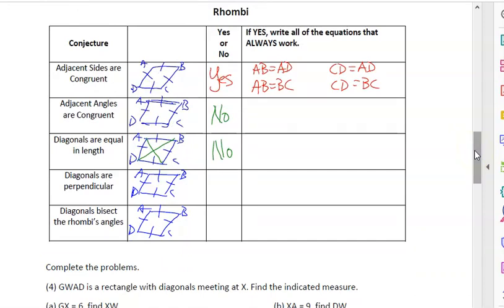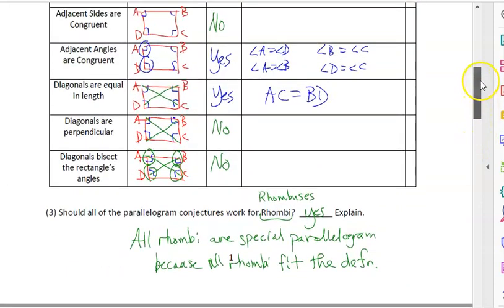For the next one, are the diagonals perpendicular? In this one here, the answer is yes. These angles here are actually right angles. So the way we write this is that line AC is perpendicular to line BD. Again, this is a yes, but in the rectangle, it was a no.